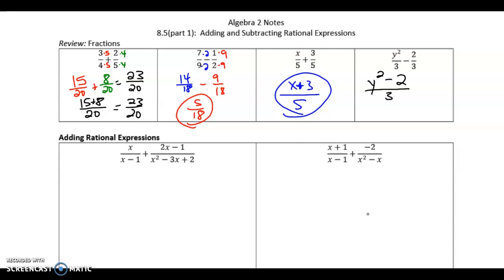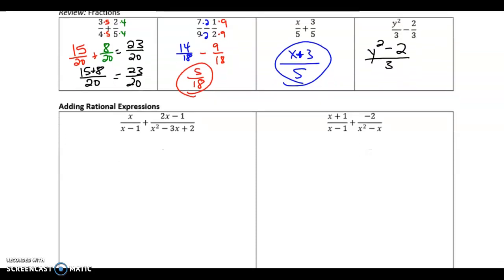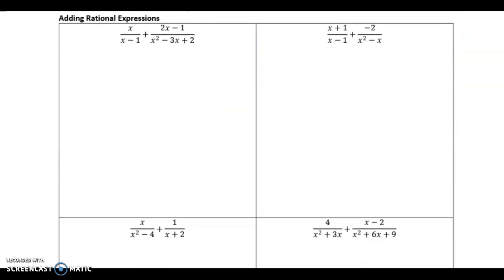All right, so the key is, if we look back to this first one, what is this first denominator missing that the second one has? That's how I think about doing it when we have a binomial or a trinomial in the denominator. So let's go ahead and look at the notes. I'm going to zoom in a little bit.